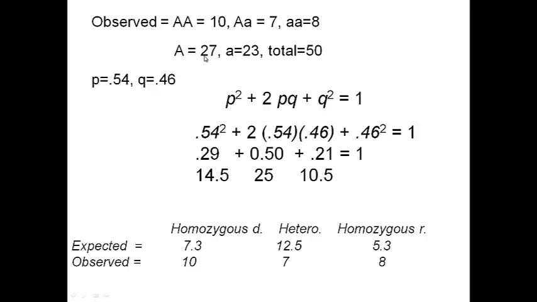And then we do the same thing for the recessive alleles. We can see that we have 8 homozygous recessive individuals. 8 times 2 is 16. Once again, we have 7 recessive alleles in those heterozygotes. And so 16 plus 7 is 23. So we have a total of 23 recessive alleles.